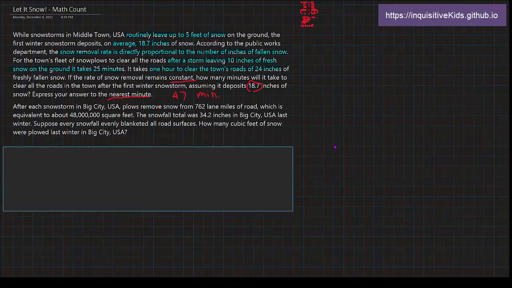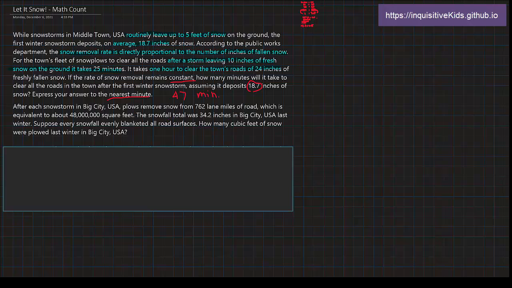After each snowstorm in Big City, USA, plows remove snow from 762 lane miles of road, which is equivalent to about 48 million square feet. The snowfall total was 34.2 inches in Big City, USA last winter. Suppose every snowfall evenly blanketed all road surfaces. How many cubic feet of snow were plowed last winter in Big City, USA?